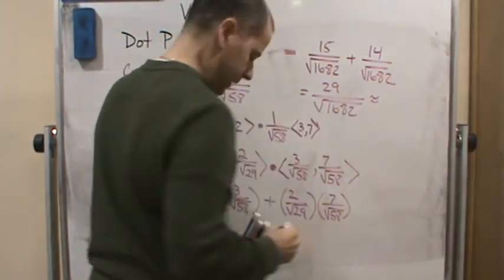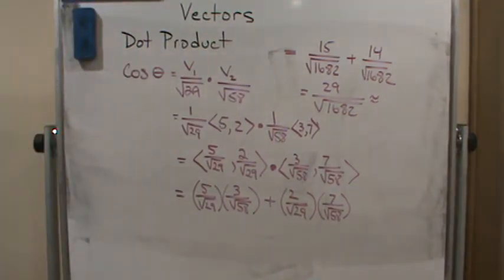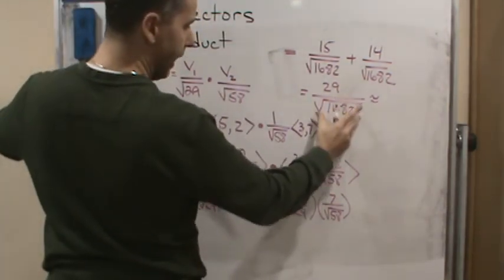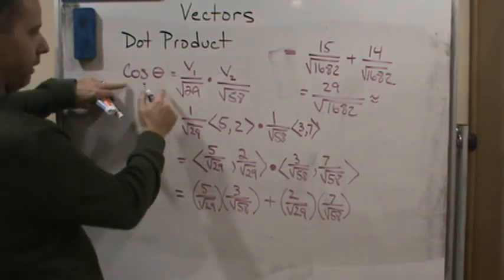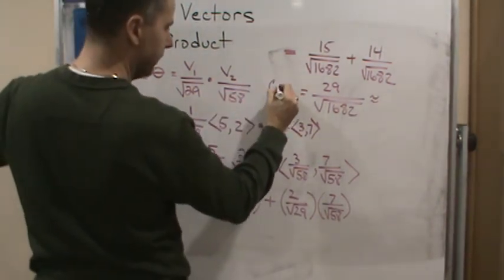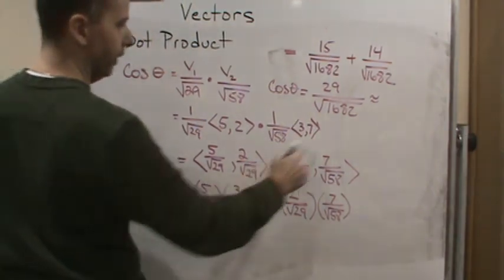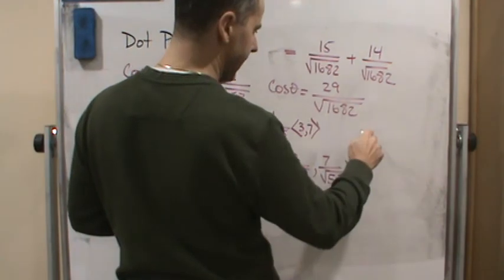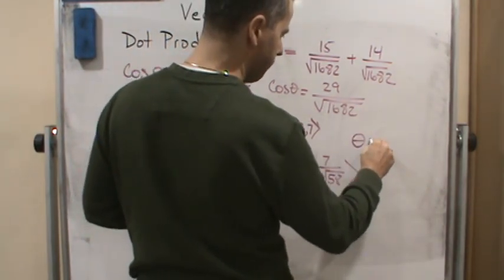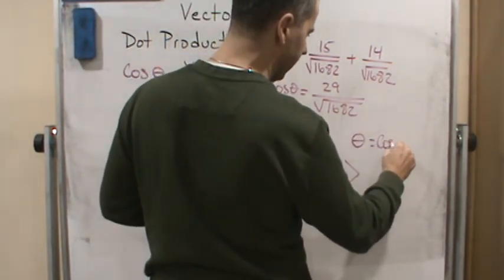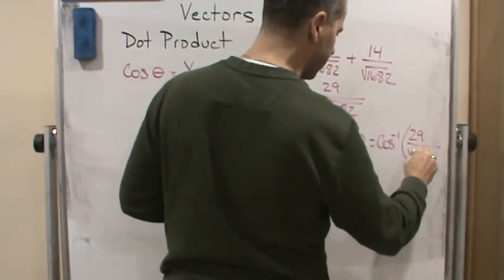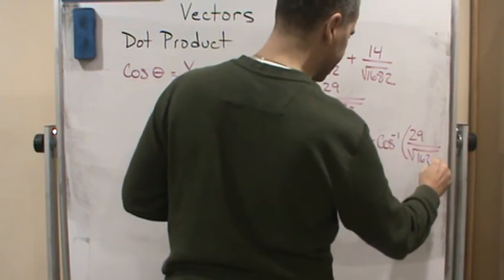And of course, if I stick that in my calculator, what do I get? Well, you know what? I forgot, this is equal to cosine of theta, right? So let's just write that. So this is equal to cosine theta. So what do I do now? Well, let's take the inverse cosine of both sides, and I get my final answer, which is theta is equal to cosine inverse of the quantity 29 divided by the square root of 1682.